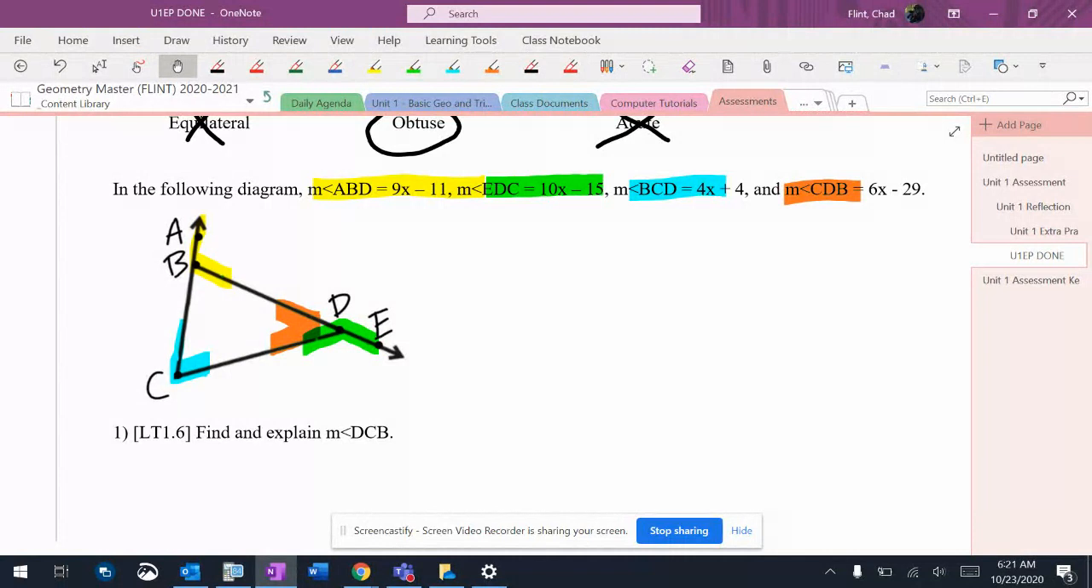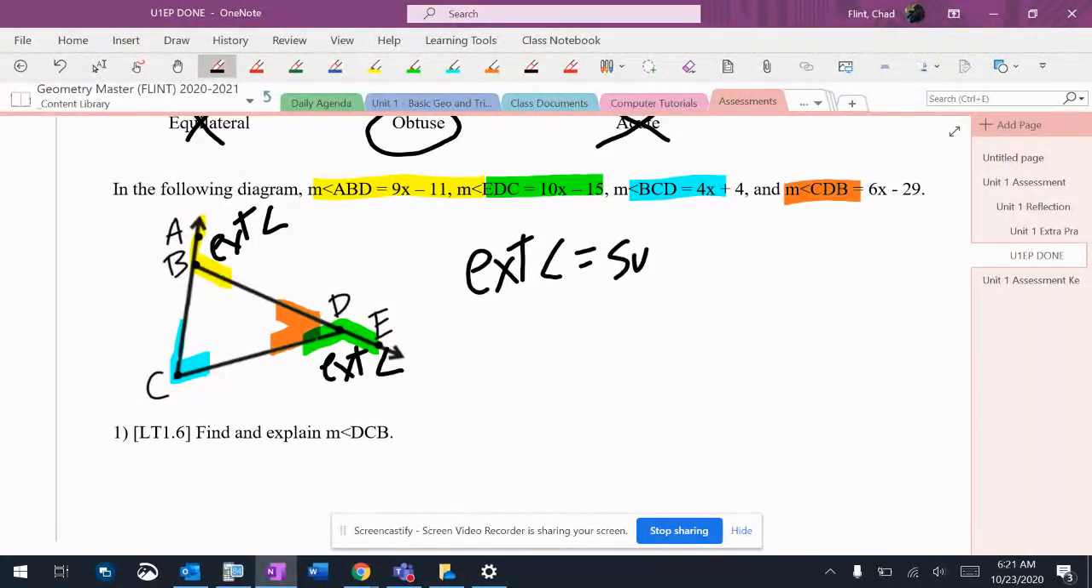I've got the yellow exterior angle, and I've got the green exterior angle. So the rule is exterior angle equals sum of remote interior angles. That's the rule that I'm supposed to know to be able to do any of these questions. Exterior angle equals sum of remote interior. Remember, remote interior means inside and away from.